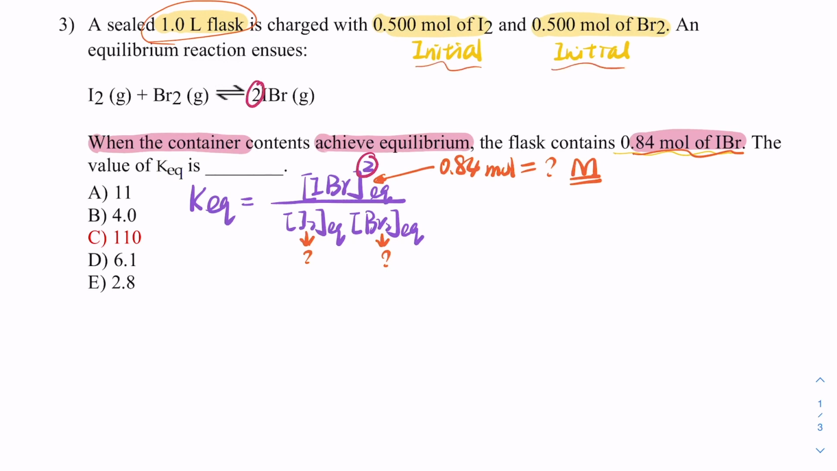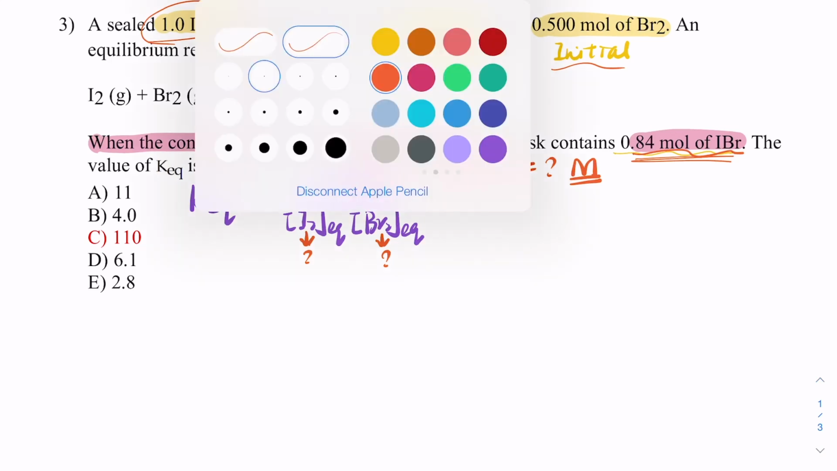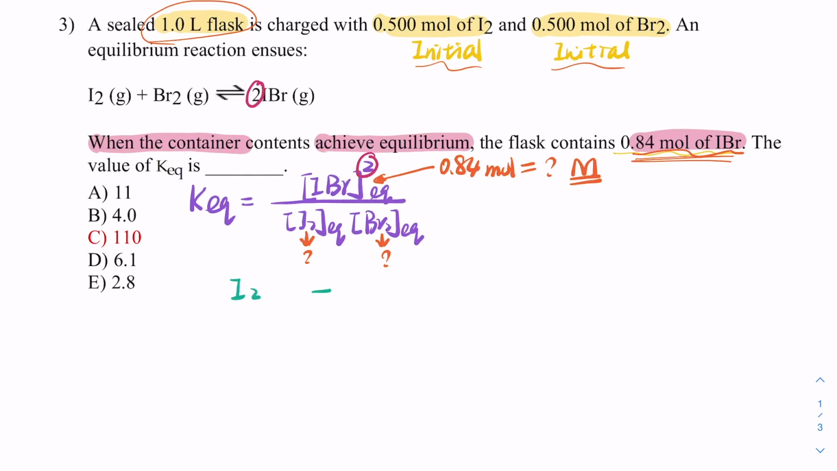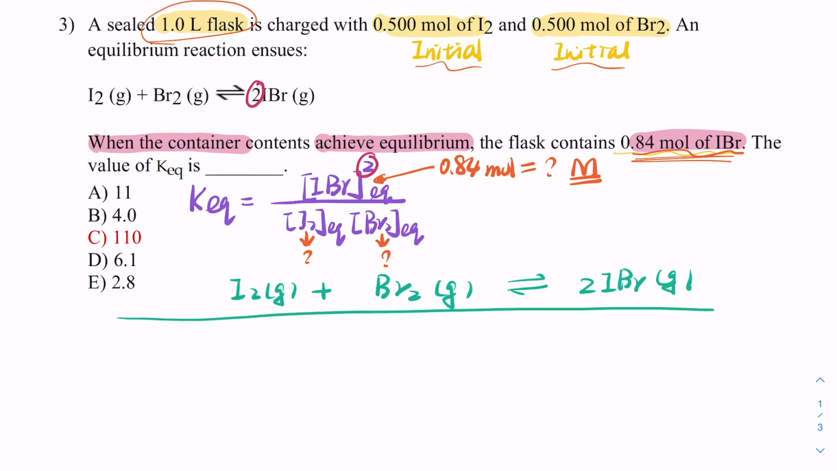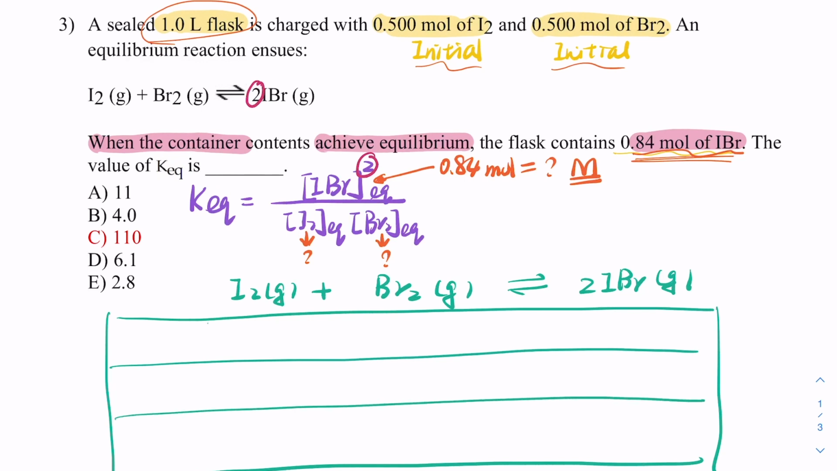Since initial and equilibrium are involved, we have to do an ICE table. So that's something we're clear about, and let's start to set up our ICE table. The ICE table is all gas and 2 IBr, so it's gas. I'm going to set up our ICE table real quick. Remember, the ICE table is calculated based on molarity. For this particular question it's not bad because it's just 1 liter.